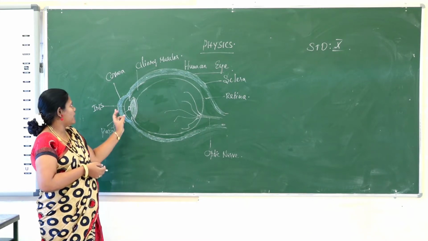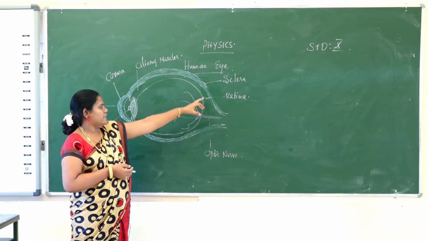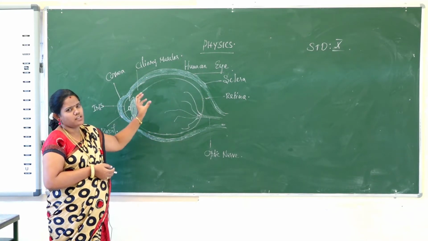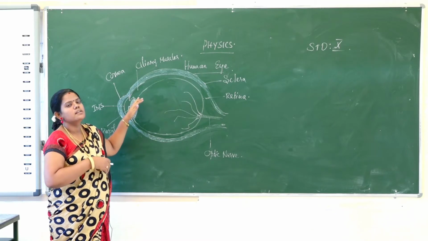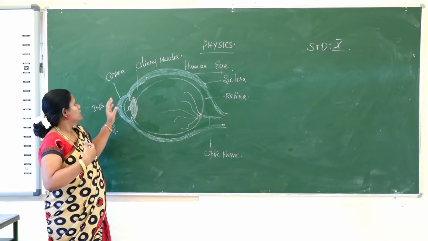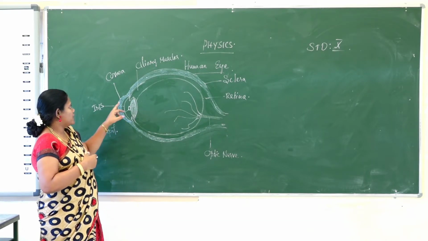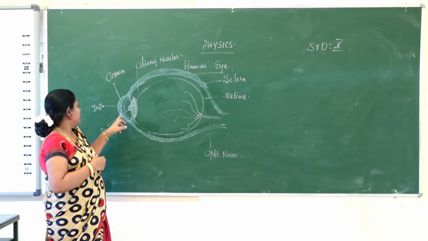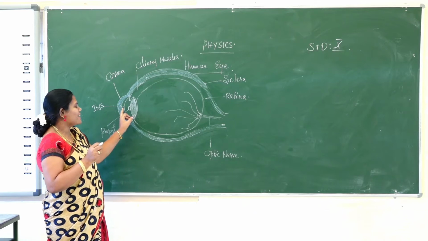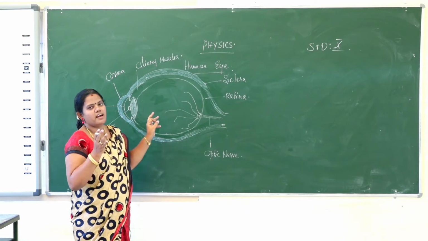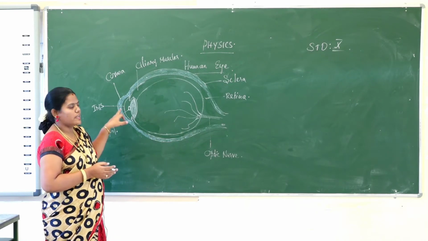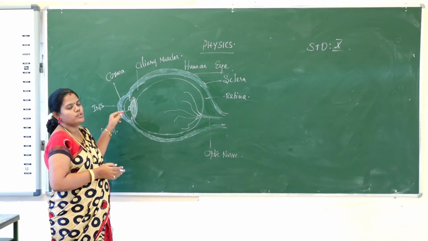First, the outer layer of the eye is called the sclera. Sclera is the thick, tough outer membrane of the eye. The second layer is called the cornea. Cornea is the front part of the eye, which means the light enters through this part. So the light enters the eye only through the cornea part.